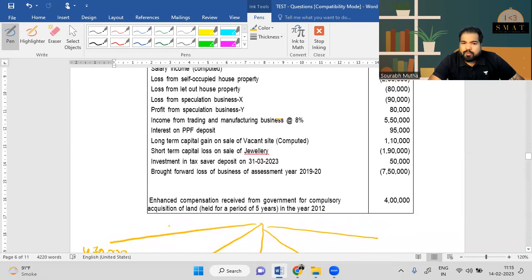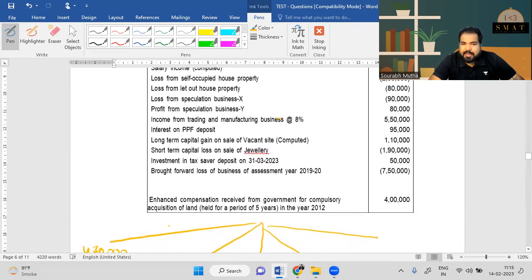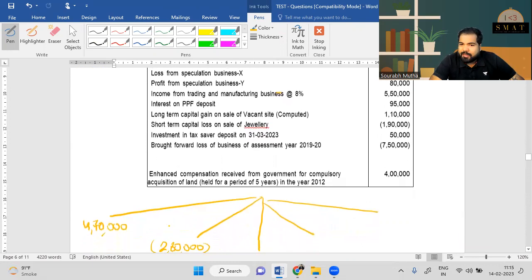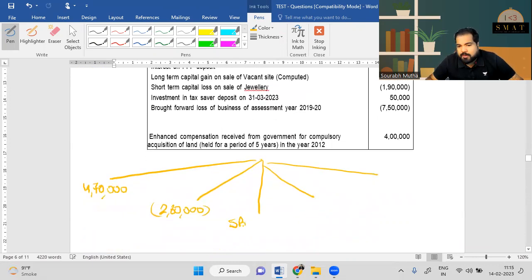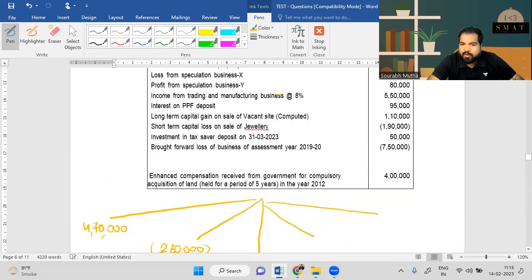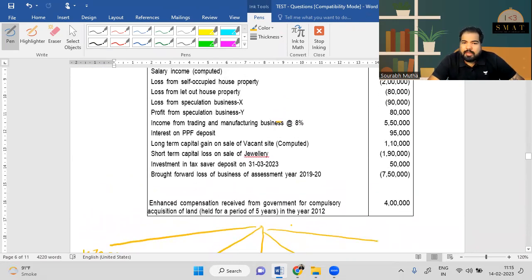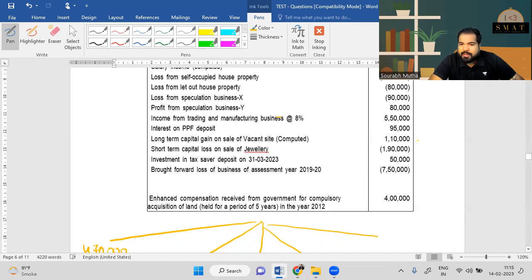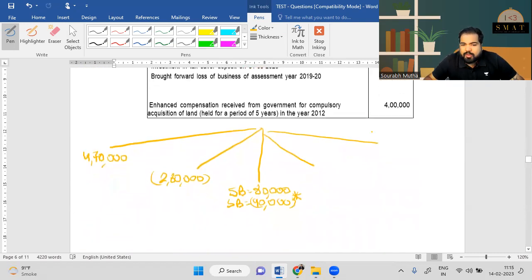Next, loss from speculation business X and speculation business Y, 90 and 80. So there is 80,000 profit in speculation business, and in the same speculation business there is 90,000 loss. Can I set off one against the other? Yes, they can be set off one against the other. Next, income from trading and manufacturing business at 8% is 5 lakh 50. So this is normal business, 5 lakh 50.